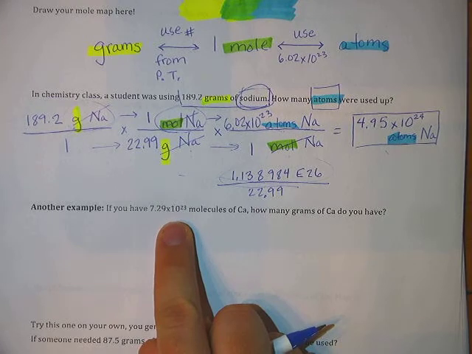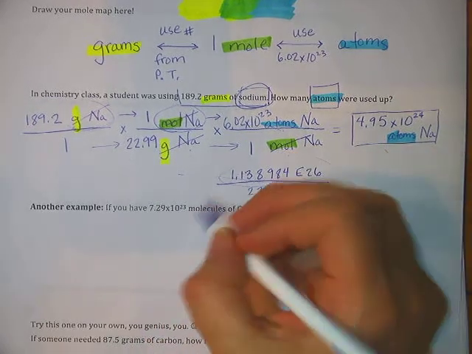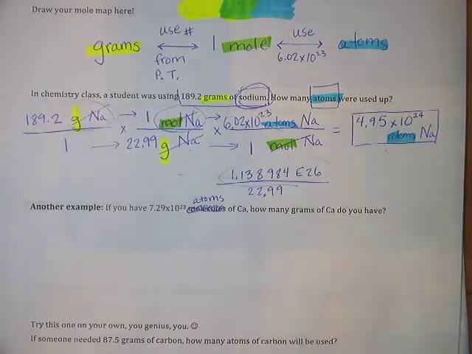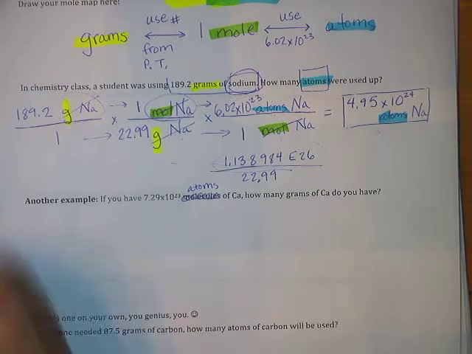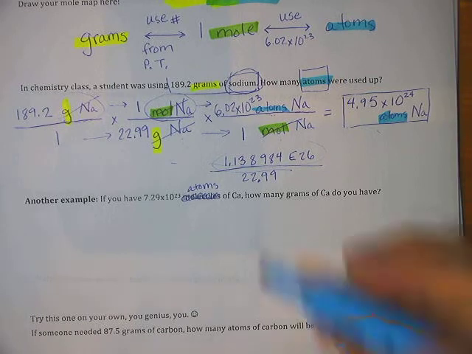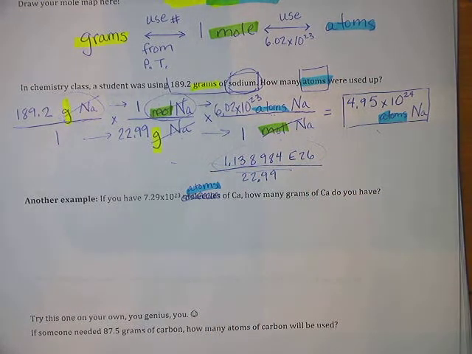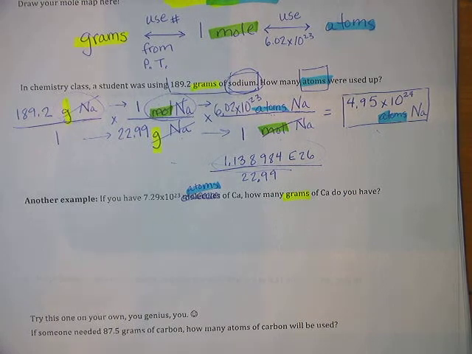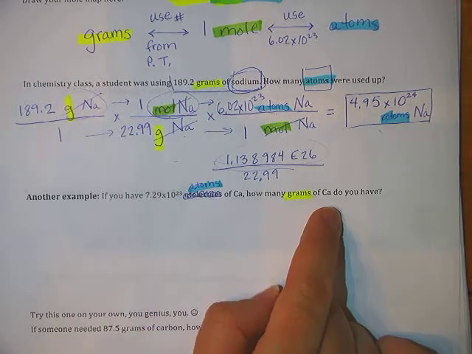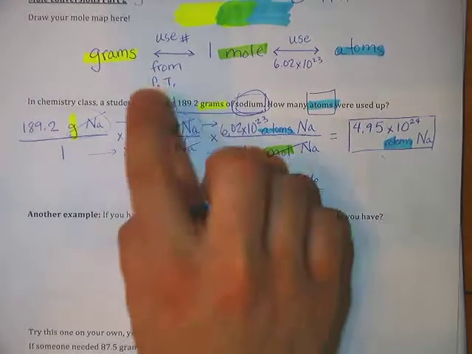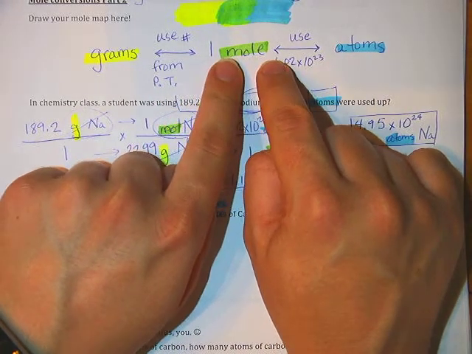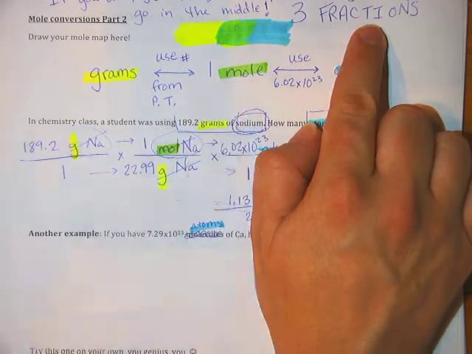Let's try some more. If you have 7.29 times 10 to the 23rd molecules, that's a typo, that should say atoms, of calcium, how many grams of calcium do you have? Well, atoms are blue. Grams are yellow. We don't see the word moles in this problem, but I know between blue and yellow, I have to have green. I have to have moles, which means I'm going to need 3 fractions.